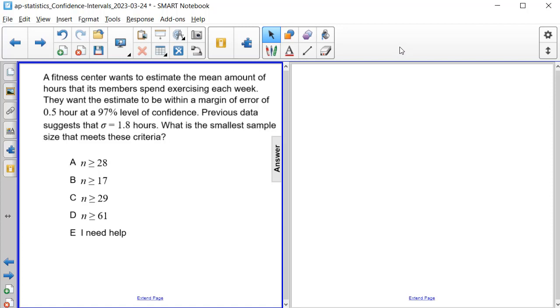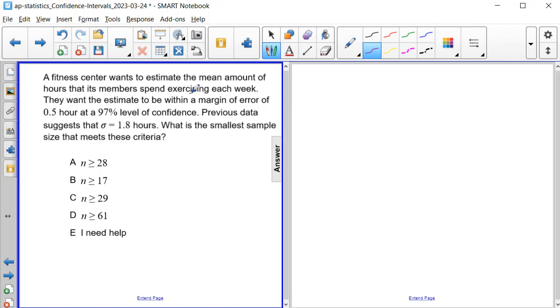A fitness center wants to estimate the mean amount of hours that its members spend exercising each week. They want the estimate to be within a margin of error of a half of an hour at a 97% level of confidence. Previous data suggests that the standard deviation is 1.8 hours. What is the smallest sample size that meets these criteria?